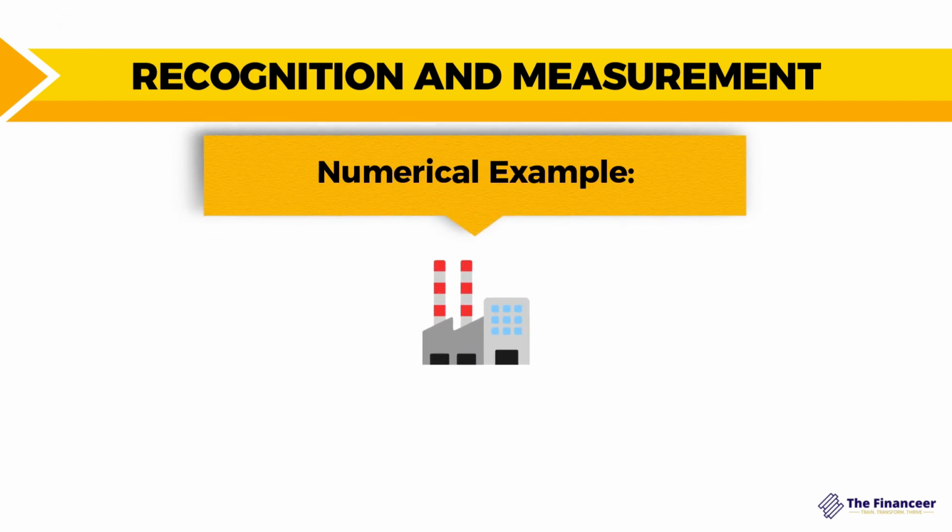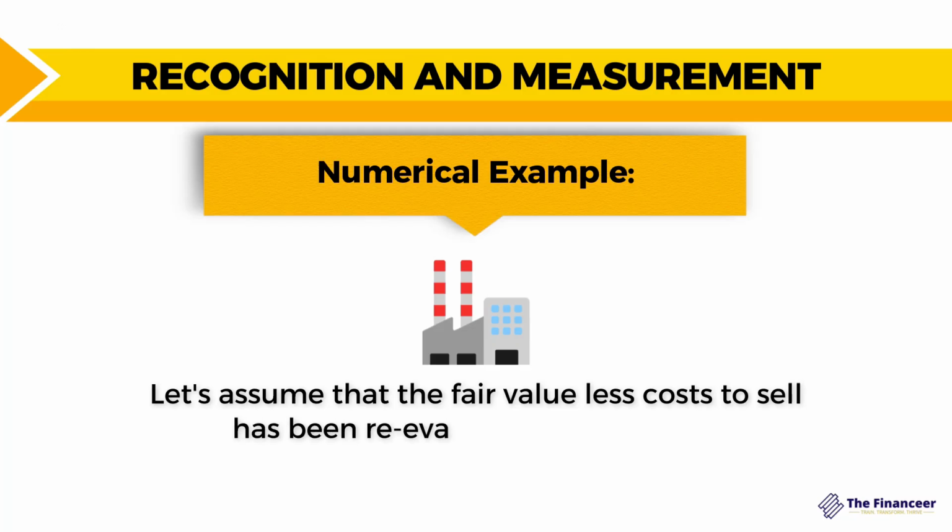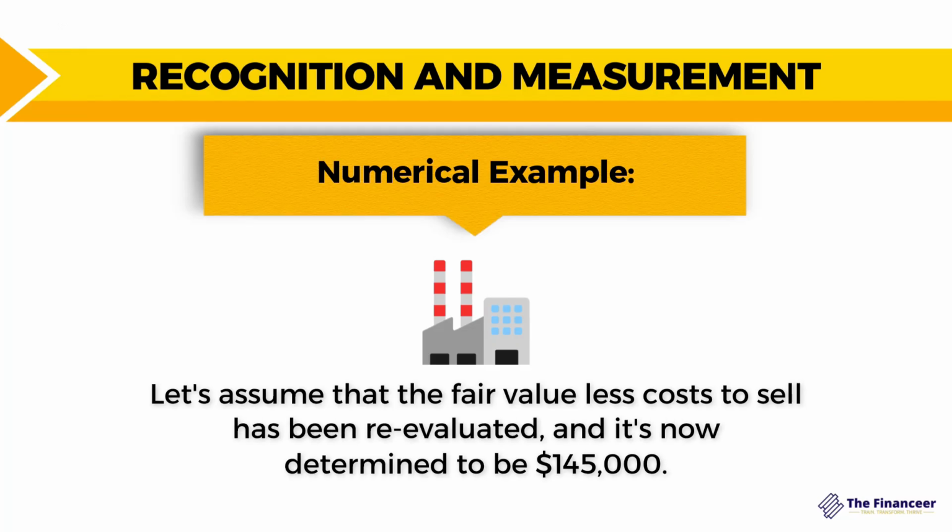So as an example, continue with our machinery example that we explored before. Let's assume that the fair value less cost to sell has been reevaluated, and now it is determined to be $145,000. So the machinery is remeasured at the new fair value less cost to sell, resulting in a revised carrying amount equal to $145,000.